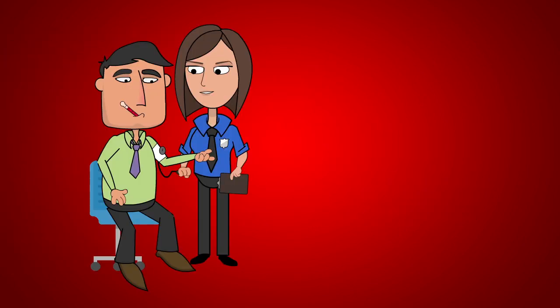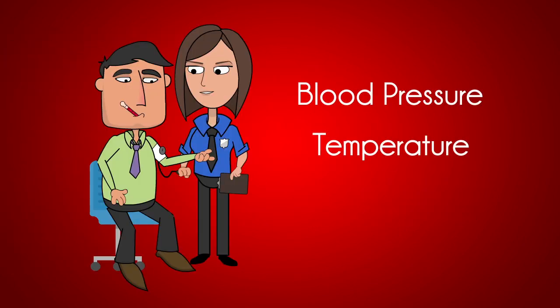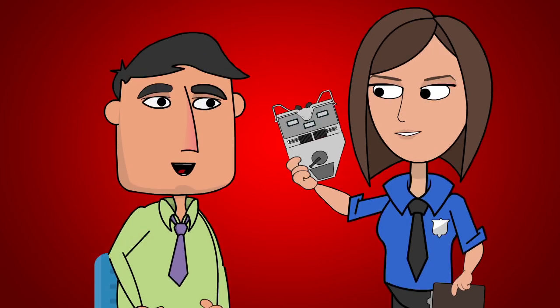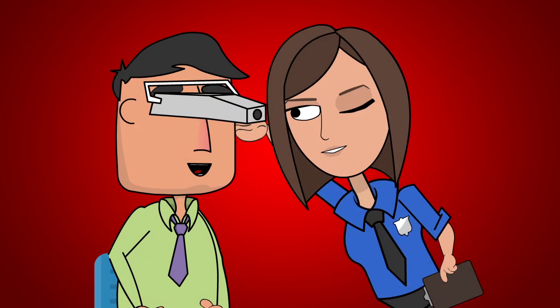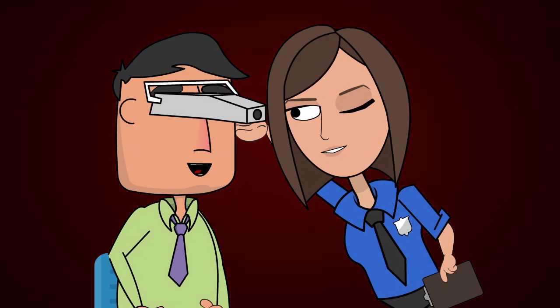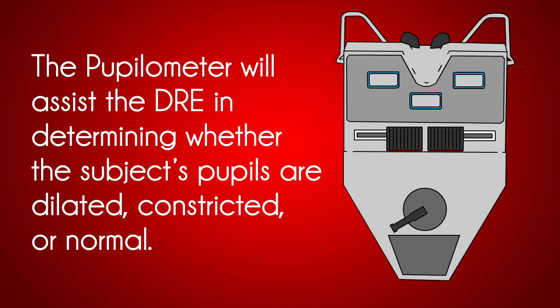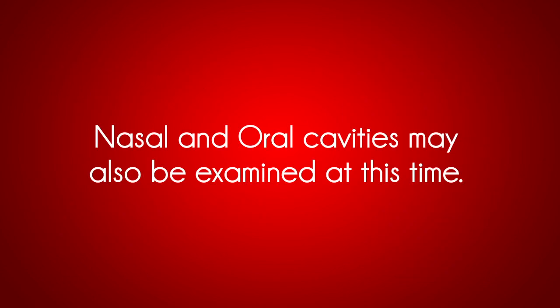The DRE will then take the subject's blood pressure, temperature, and second pulse. Number 7, darkroom examinations. The DRE estimates the subject's pupil sizes under 3 different lighting conditions with a measuring device called a pupillometer. The device will assist the DRE in determining whether the subject's pupils are dilated, constricted, or normal. Nasal and oral cavities may also be examined at this time.